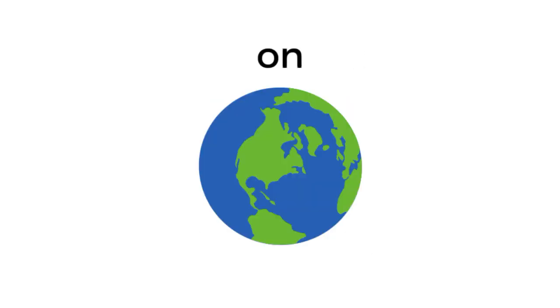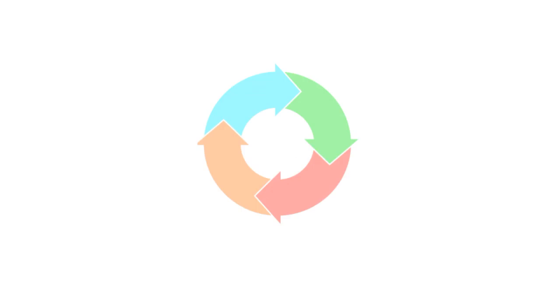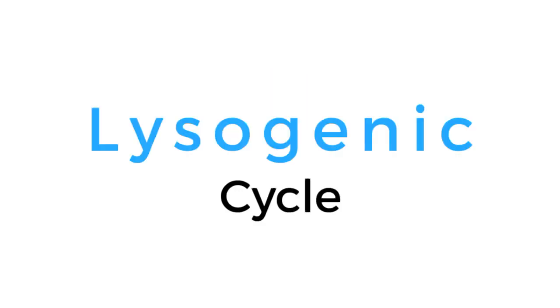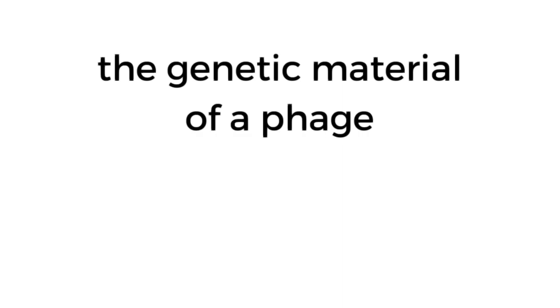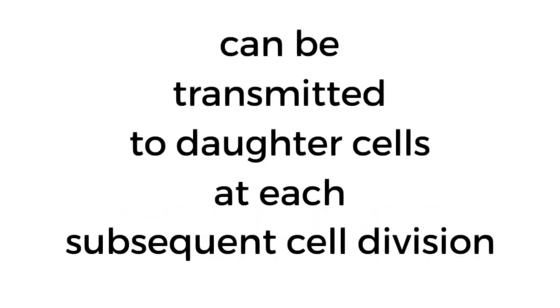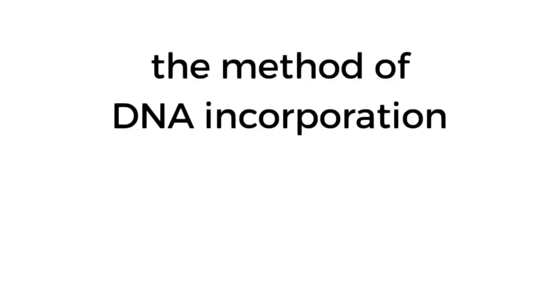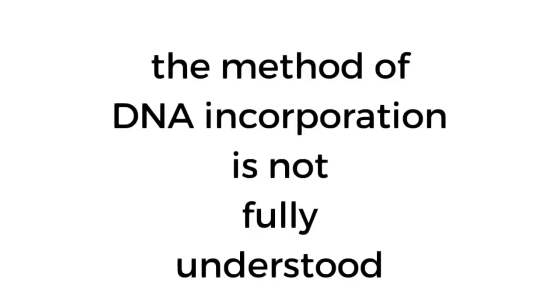This little creature is one of the deadliest organisms on Earth. Fortunately, we are immune to them, which is why we're still alive when they are inside us. There are two cycles of phage reproduction. First is the lysogenic cycle. The genetic material of the phage, called the prophage, can be transmitted to daughter cells at each subsequent cell division, and at later events can release it. This cycle can also occur in eukaryotes, although the method of incorporation is not fully understood.